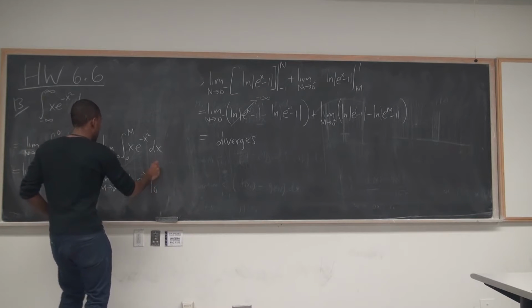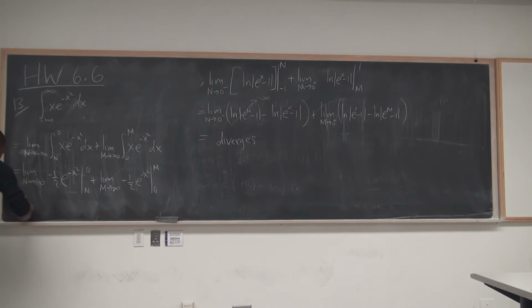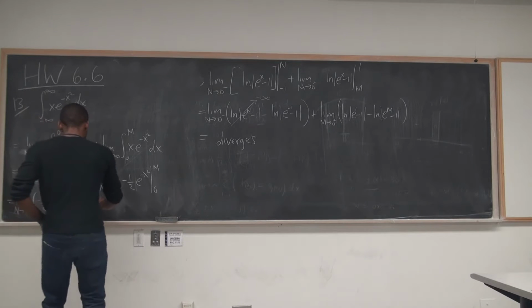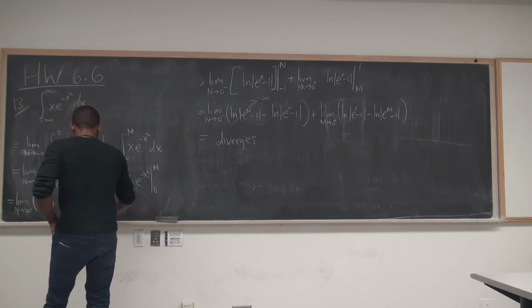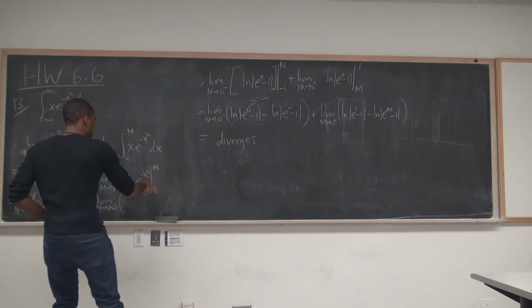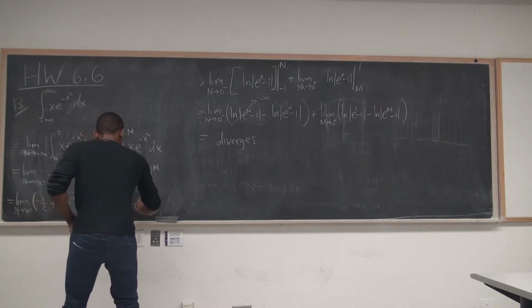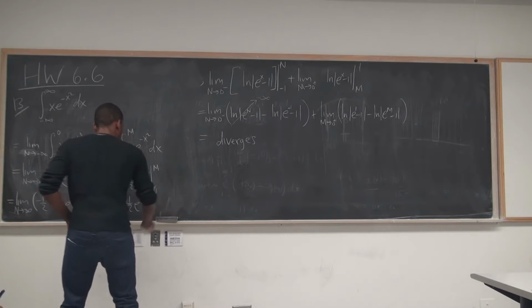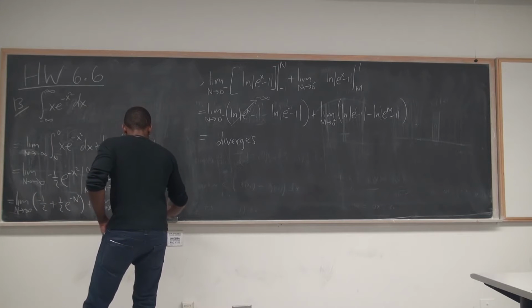This became 0 and m, n goes to minus infinity. Here, if I plug in 0, I just get minus 1/2. Plus, if I plug in n, I get 1/2 e to the minus n squared. Plus limit as m goes to infinity. If I plug in an m, I get minus 1/2 e to the minus m squared. Plus, plug in 0, I get 1/2.